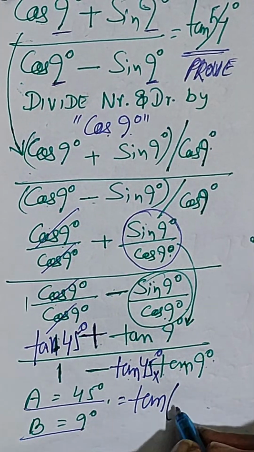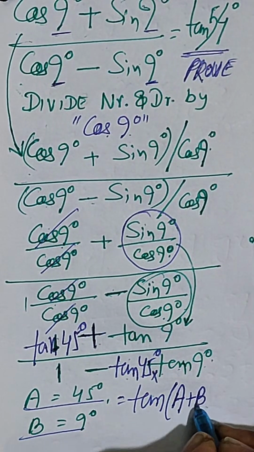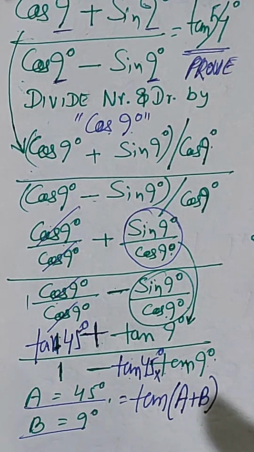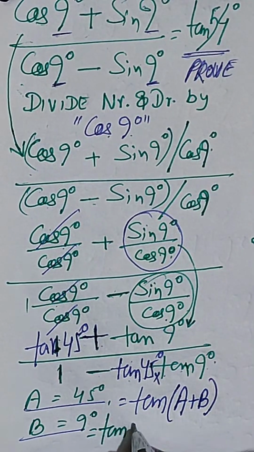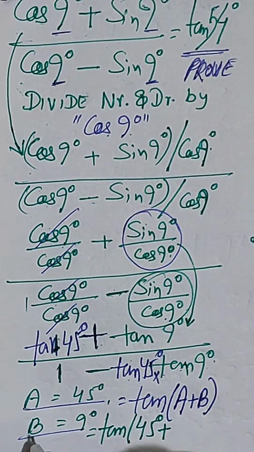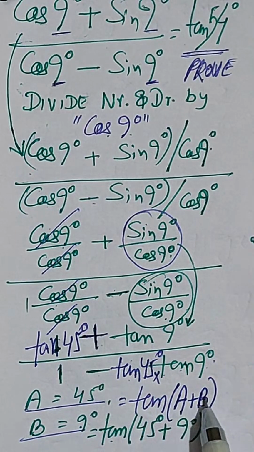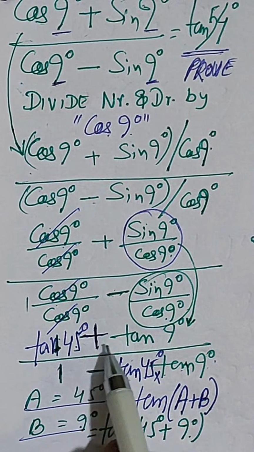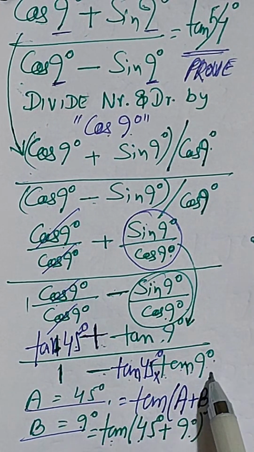So this will give you tan(A + B), right? This is directly fitting the formula. And what is A over here? A is nothing but 45. So it will be tan of 45 plus 9 degree. You can see tan(A + B) is tan(45 degree + 9 degree), which is equal to (tan A + tan B) divided by (1 minus tan A tan B), right?